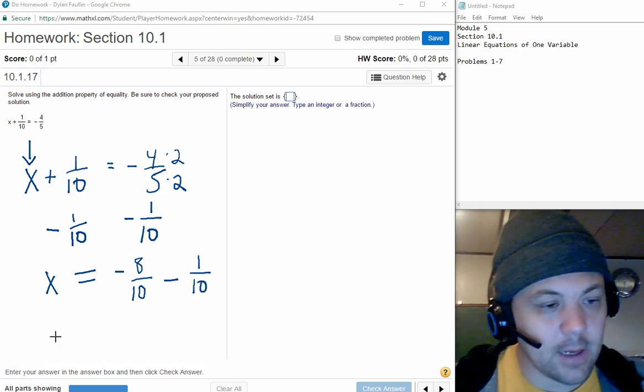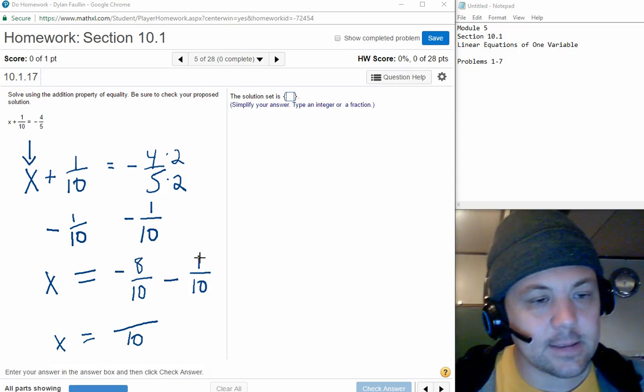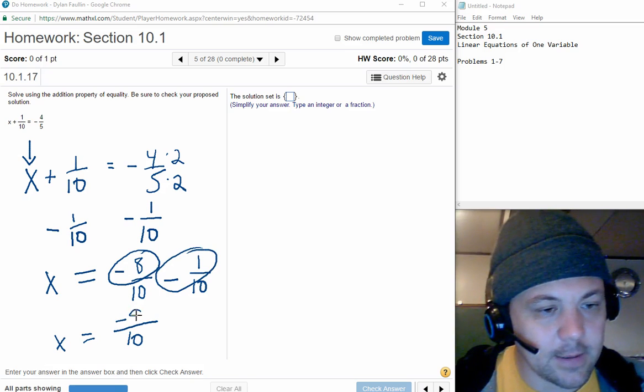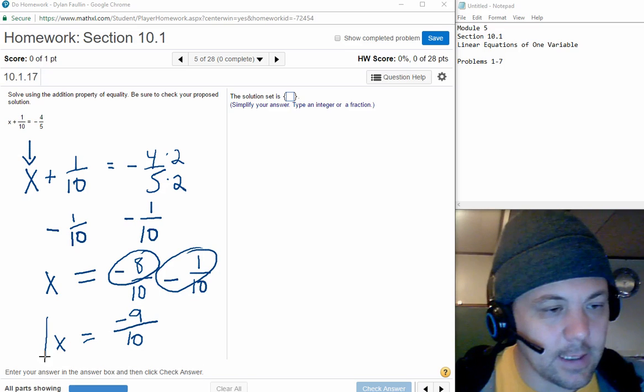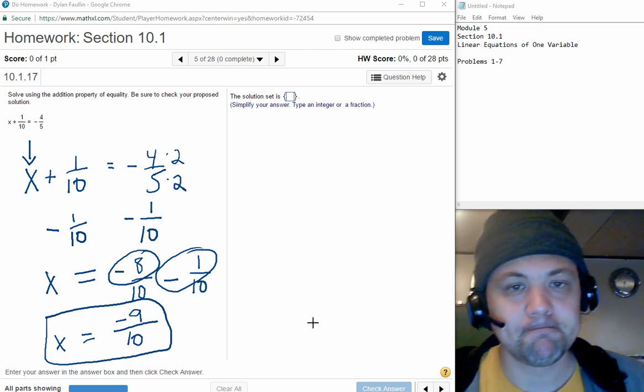So now that we have a common denominator, the denominator will stay the same. It'll stay 10, and on the bottom we'll have negative 8 minus 1, right? So make sure you keep the negative with that. Negative 8 minus 1, which will be negative 9. And so we get negative 9 over 10 as our solution.